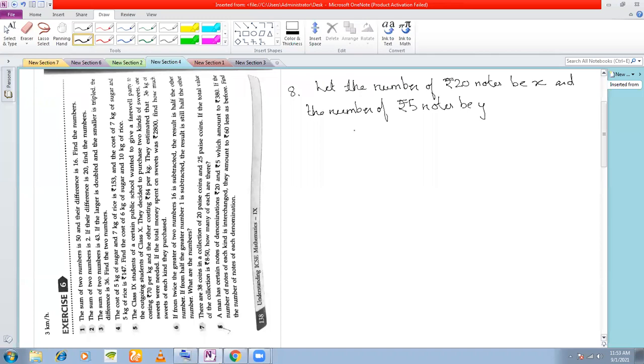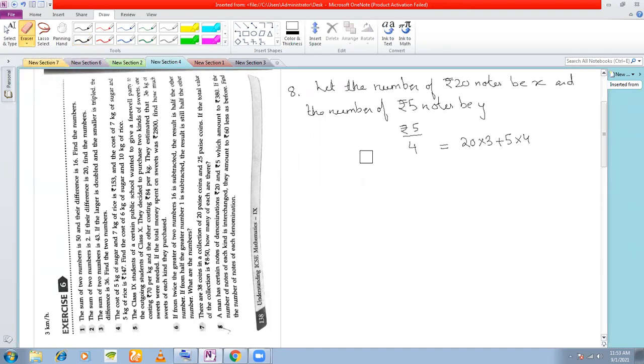Okay, now suppose you have 3 20 rupee notes and 4 5 rupee notes, how much do you have? Then what is the money that you have? You have 20 into 3 plus 5 into 4, isn't it? This much money you have in your pocket. Am I right? Yes, sir.